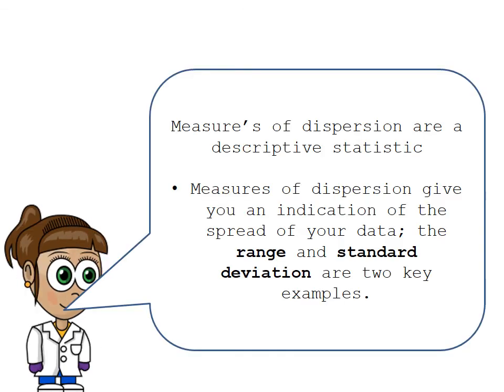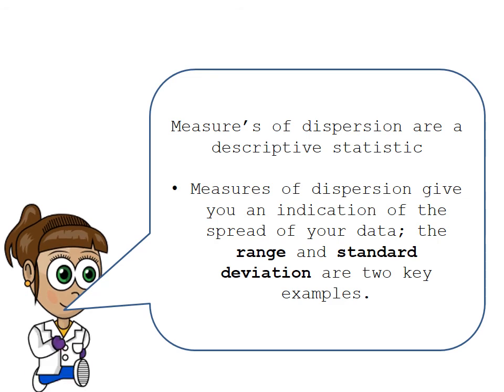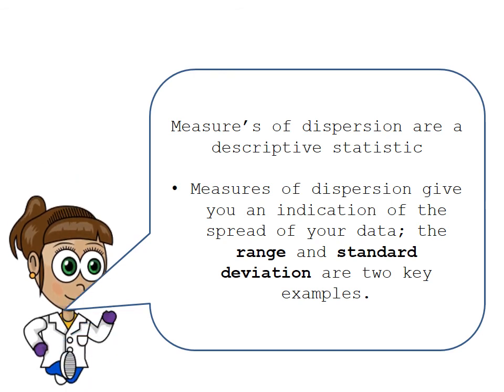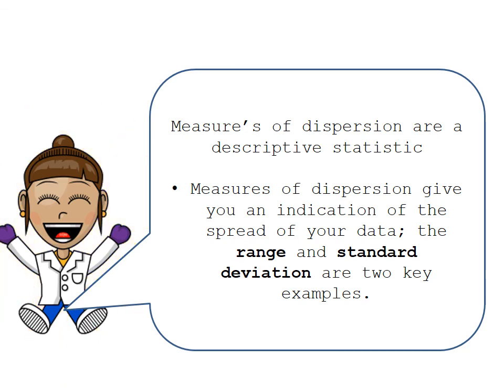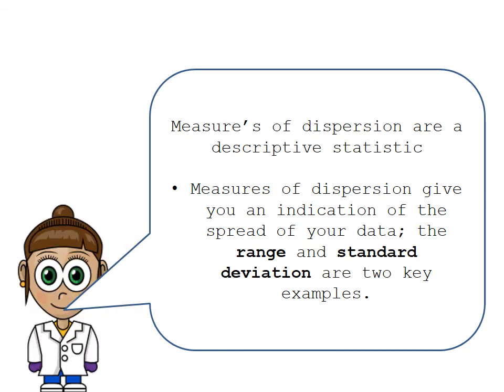Now, measures of dispersion are another type of descriptive statistic. Measures of dispersion give us an indication of the spread of our data, so how spread out our data is. And the two types of measures of dispersion are the range and standard deviation. So again, you may have heard of these from GCSE maths.